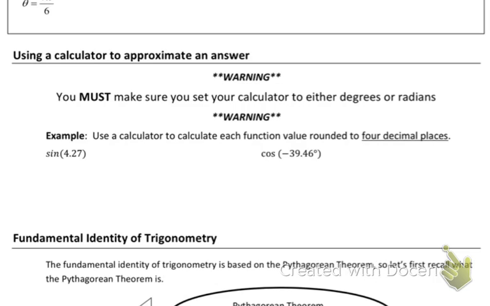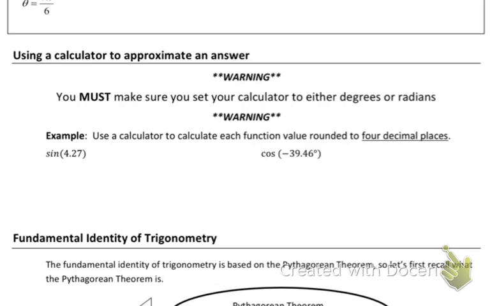So every problem that I say use a calculator, solve it, make sure you're in the right mode for every single problem. So our first one says find the sine of 4.27. How do I know that's in radians? No degrees. No degree symbol. If there's no degree symbol, automatically it's radians, whether it has pi or not.